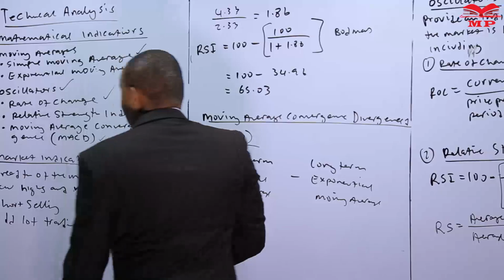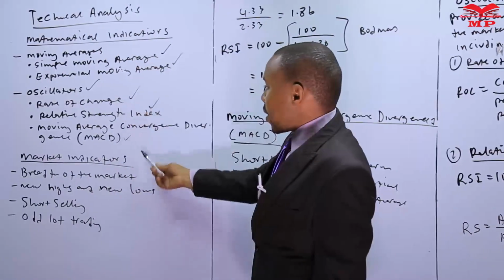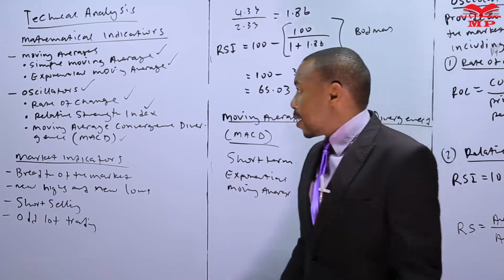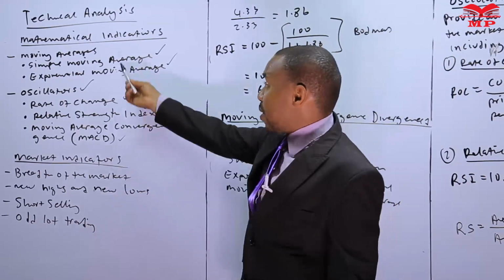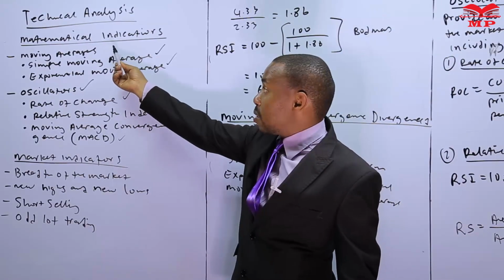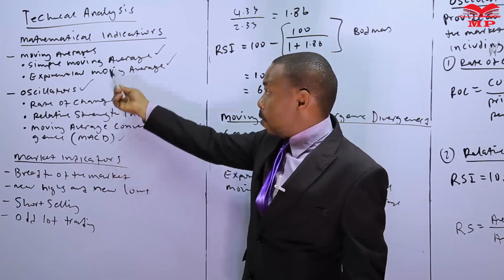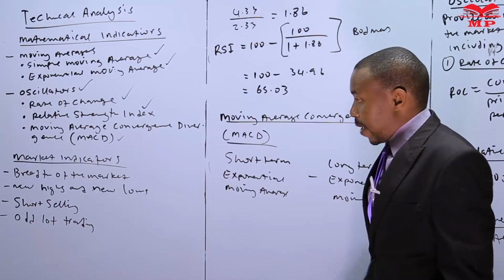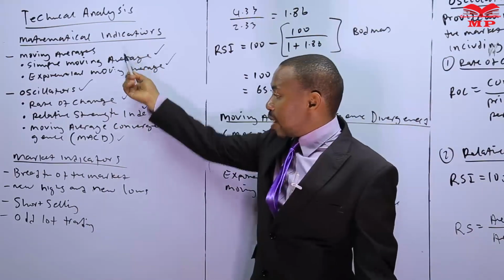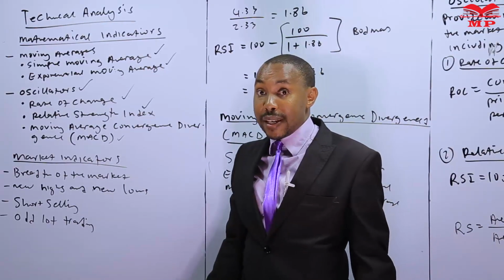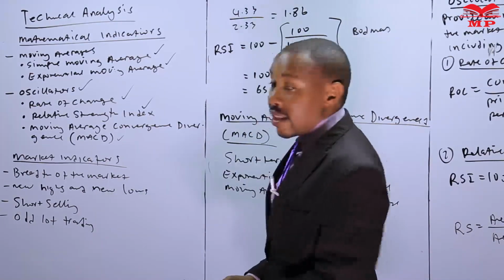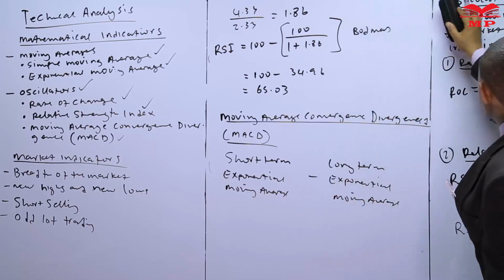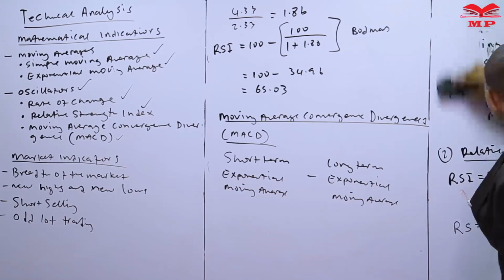Now, once we've looked at the oscillators, the mathematical indicators, we move on and look at another concept that deals with the market indicators. This was the mathematical indicators. Please note, all these, we're talking about moving averages and the oscillators. Now we're looking at the market indicators. The market includes either the fixed income market or even the equities market. So we'll move on to this side.